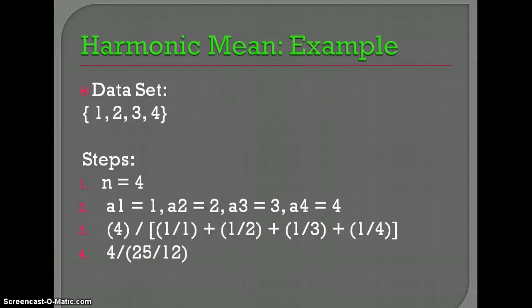When you add all the denominator fractions together, it equals 4 over 25 over 12, equaling 48 over 25, because when you divide by a fraction, you do the numerator times the reciprocal of the denominator, which is 4 times 12 over 25, equaling 48 over 25, which makes the final answer 1.92.